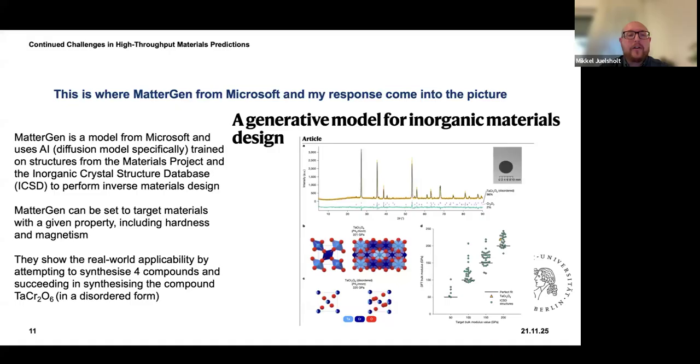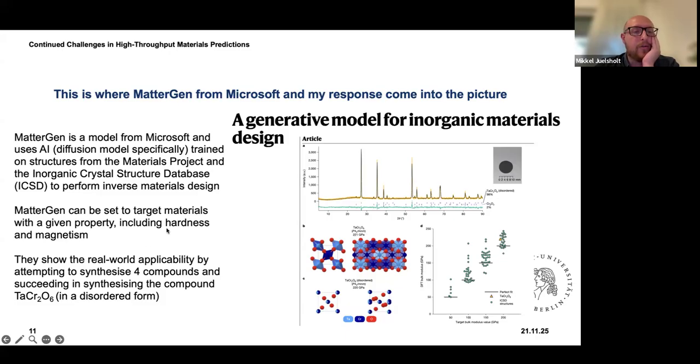And so this is where MatterGen from Microsoft is the new step. It was published, I think, January this year. And after that, my response came into it. So basically, MatterGen is an AI, a diffusion model, trained on structures from the Materials Project, which is this big computational database, and then the Inorganic Crystal Structure Database, ICSD. And it's in principle a really cool model, right?